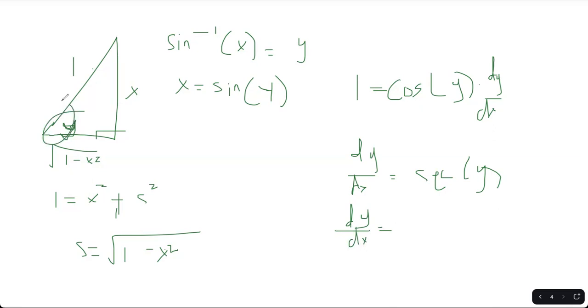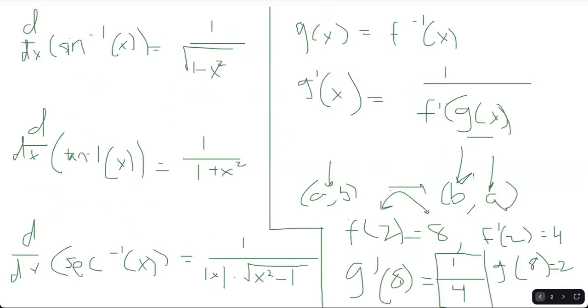If this is y, what's the secant? Well, cosine is going to be adjacent over hypotenuse. So secant is going to be hypotenuse over adjacent, which means that it's going to be 1, which is the hypotenuse, over root 1 minus x squared, which is the adjacent. So it's going to be 1 over the square root of 1 minus x squared, which is exactly what we said back when we introduced the formulas, right here.